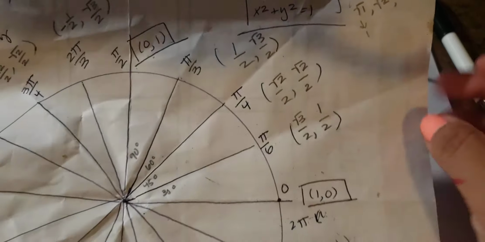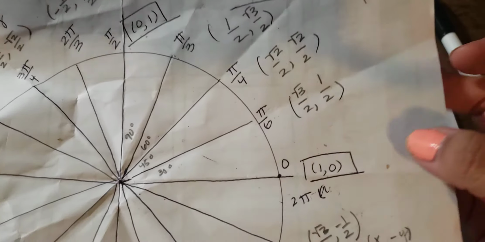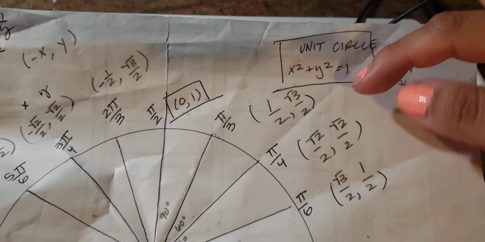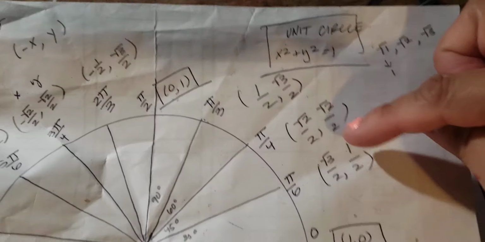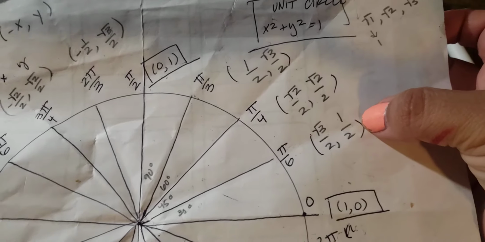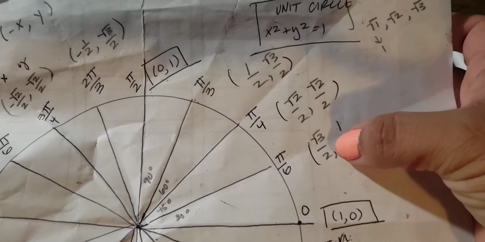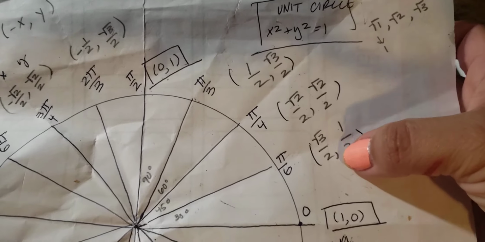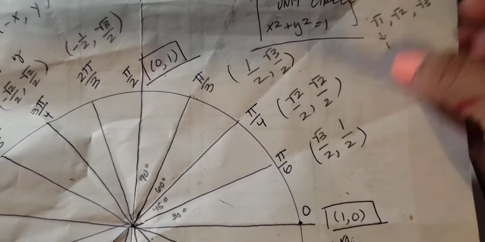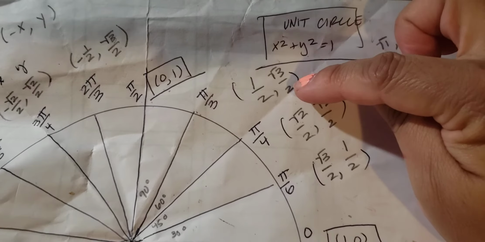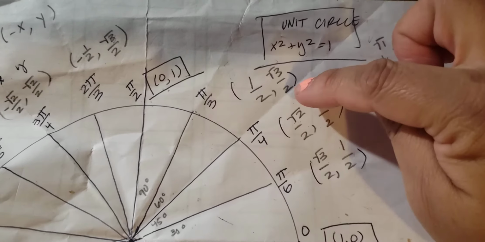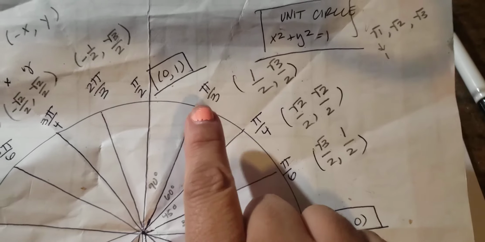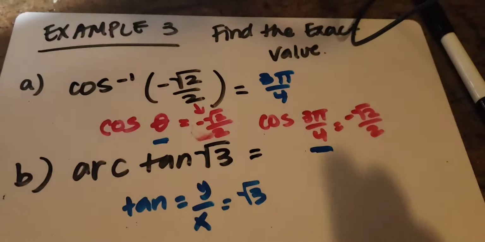So here we go. Obviously, when I think of radical 3, I should only be looking at pi over 3 and pi over 6 because those are the only ones with radical 3, okay? Now think, if you put y over x, will it give you radical 3? So 1/2 divided by square root of 3 over 2, will that give you radical 3? Or will square root of 3 over 2 divided by 1/2 give you square root of 3? Okay. And you should have guessed pi over 3. Okay. And let me show you why.